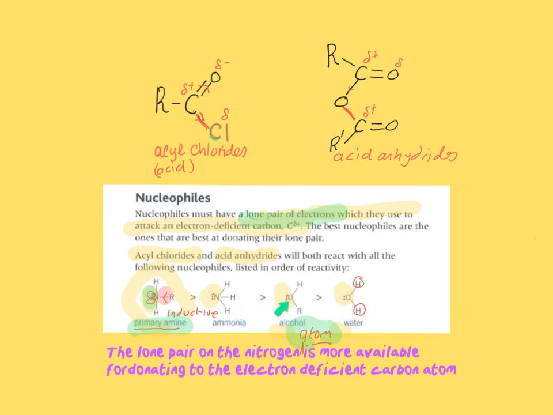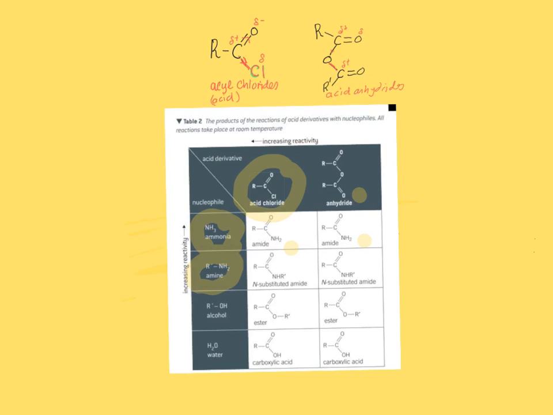Alcohols are even weaker nucleophiles. Even though you've got an alkyl group pushing electron density forward, oxygen's lone pair of electrons are not as available as the nitrogen's in ammonia. And even a weaker nucleophile than an alcohol is water because the hydrogens are low in electron density and therefore you've got a lower inductive effect. So this thing here is important to remember. The lone pair on the atom of the nucleophile is more available for donating to the electron deficient carbon atom.